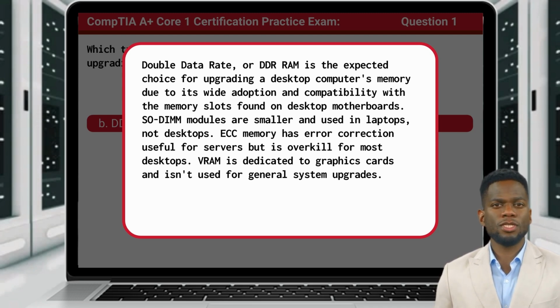SO-DIMM modules are smaller and used in laptops, not desktops. ECC memory has error correction useful for servers, but is overkill for most desktops. VRAM is dedicated to graphics cards and isn't used for general system upgrades.